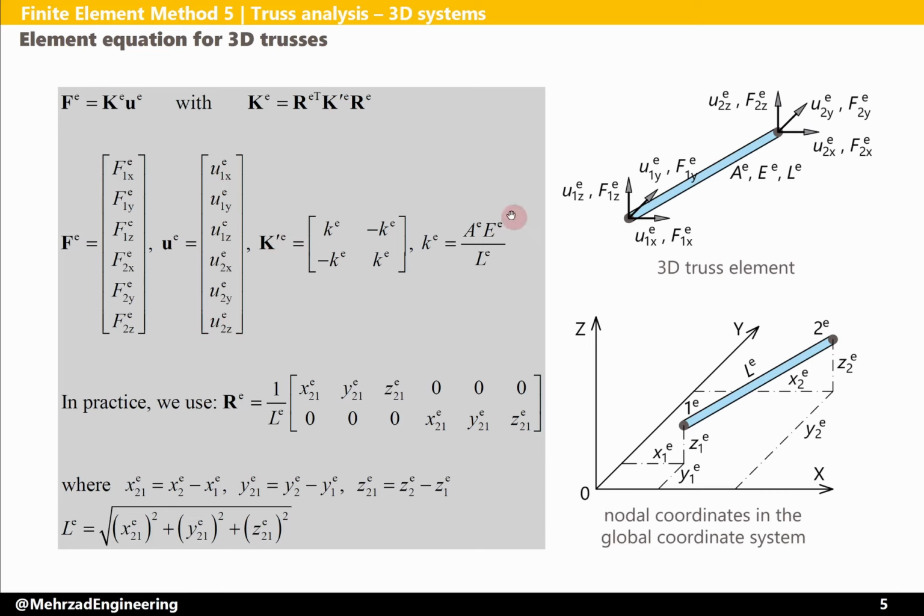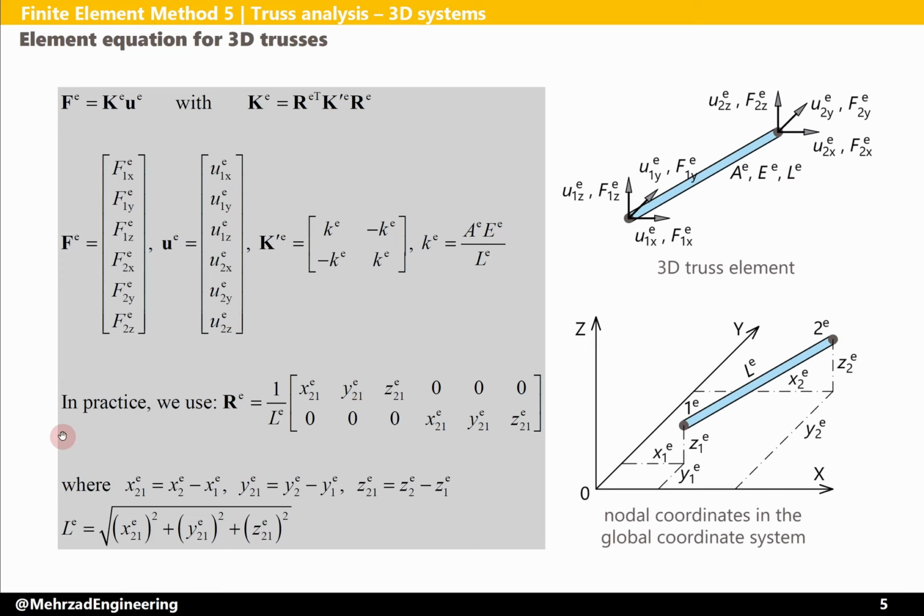based on the axial stiffness of the element. AE is cross-sectional area of the element, EE is the elastic modulus of the element, and LE is the length of the element.